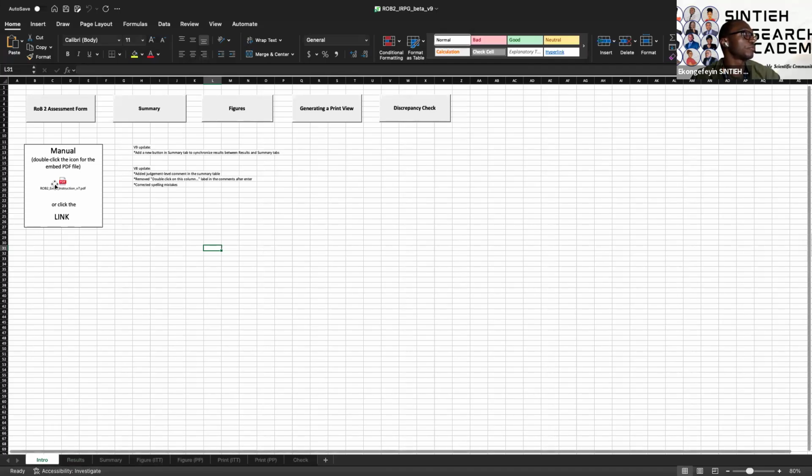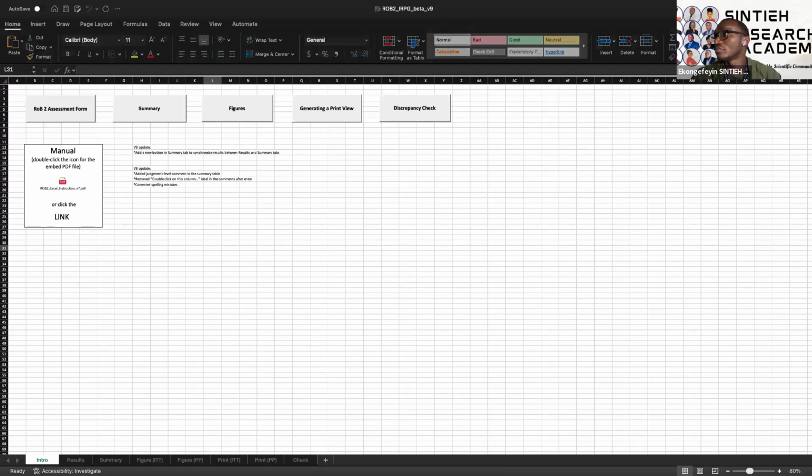So you see the intro there. Generally, you can click on the assessment form, and then you do that. Unfortunately, the study we have is not a randomized control study, but we're going to mimic it just so that you understand how to fill it. So this is the tool.